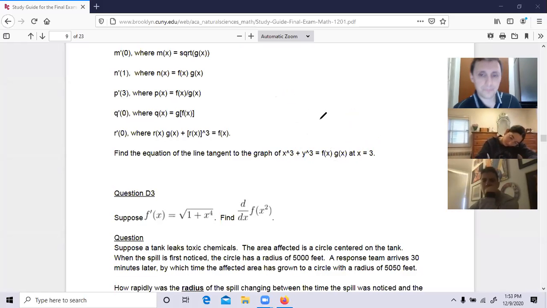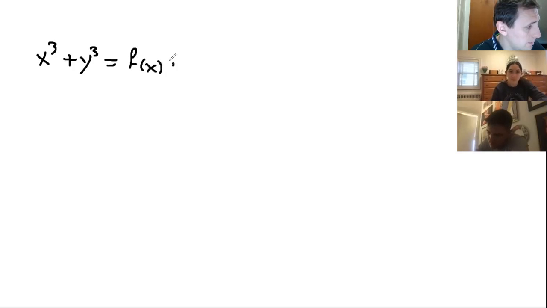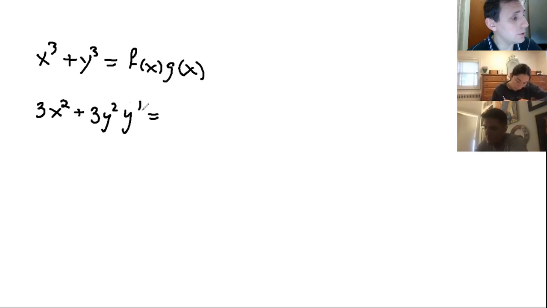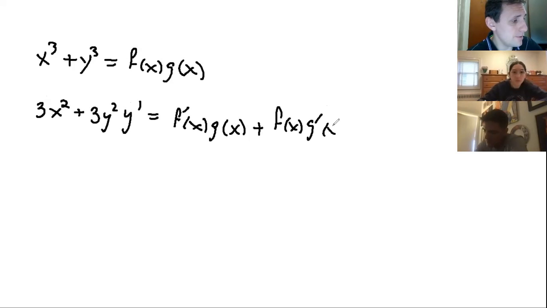So first of all, let me write it on a separate board here. So we have this equation. We have x cubed plus y cubed is supposed to equal f(x)g(x). Yes? So that means if I take the derivative with respect to x of both sides, that would be 3x squared plus 3y squared y prime equal to the product, which would be f prime(x)g(x) plus f(x)g prime(x). Yes?